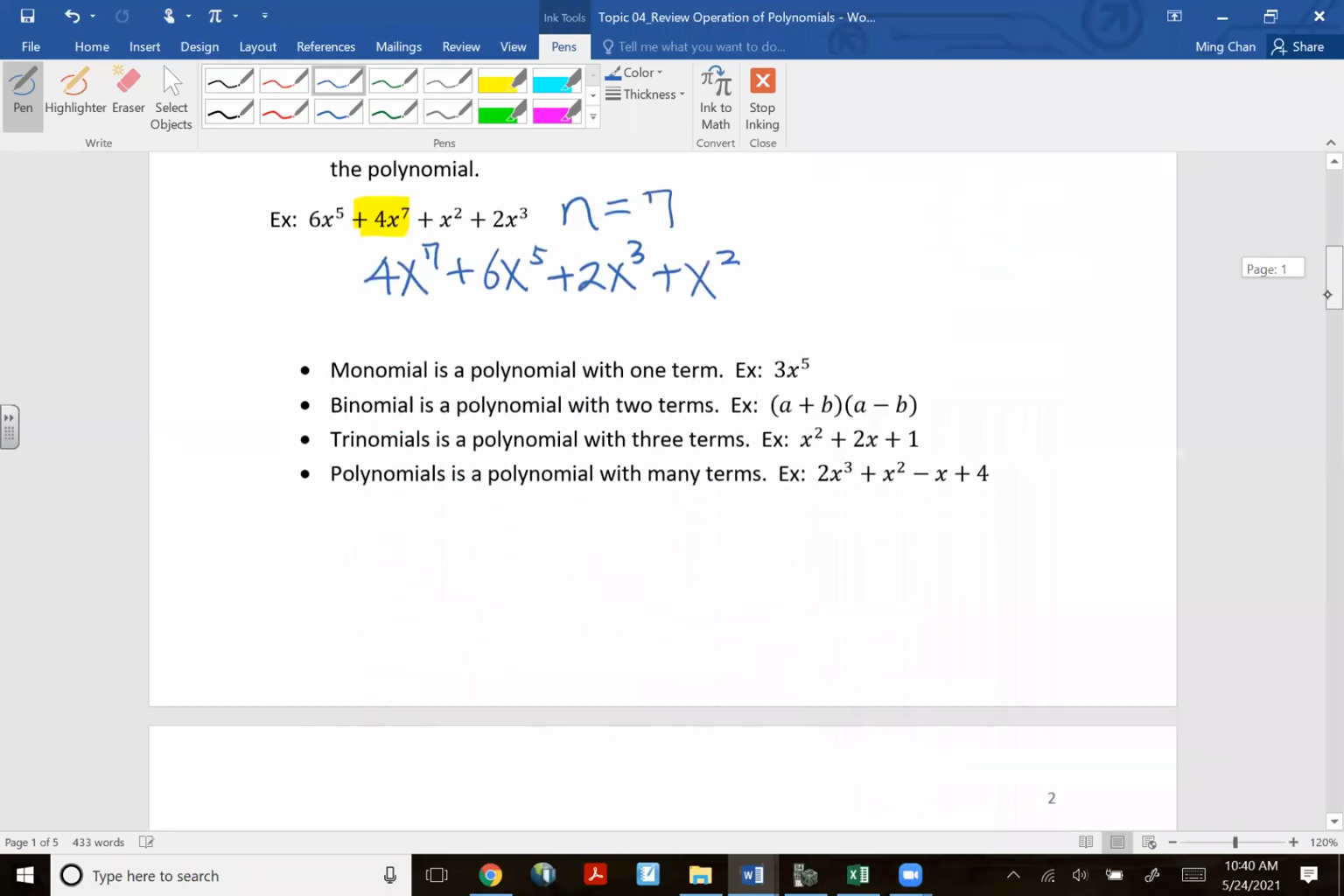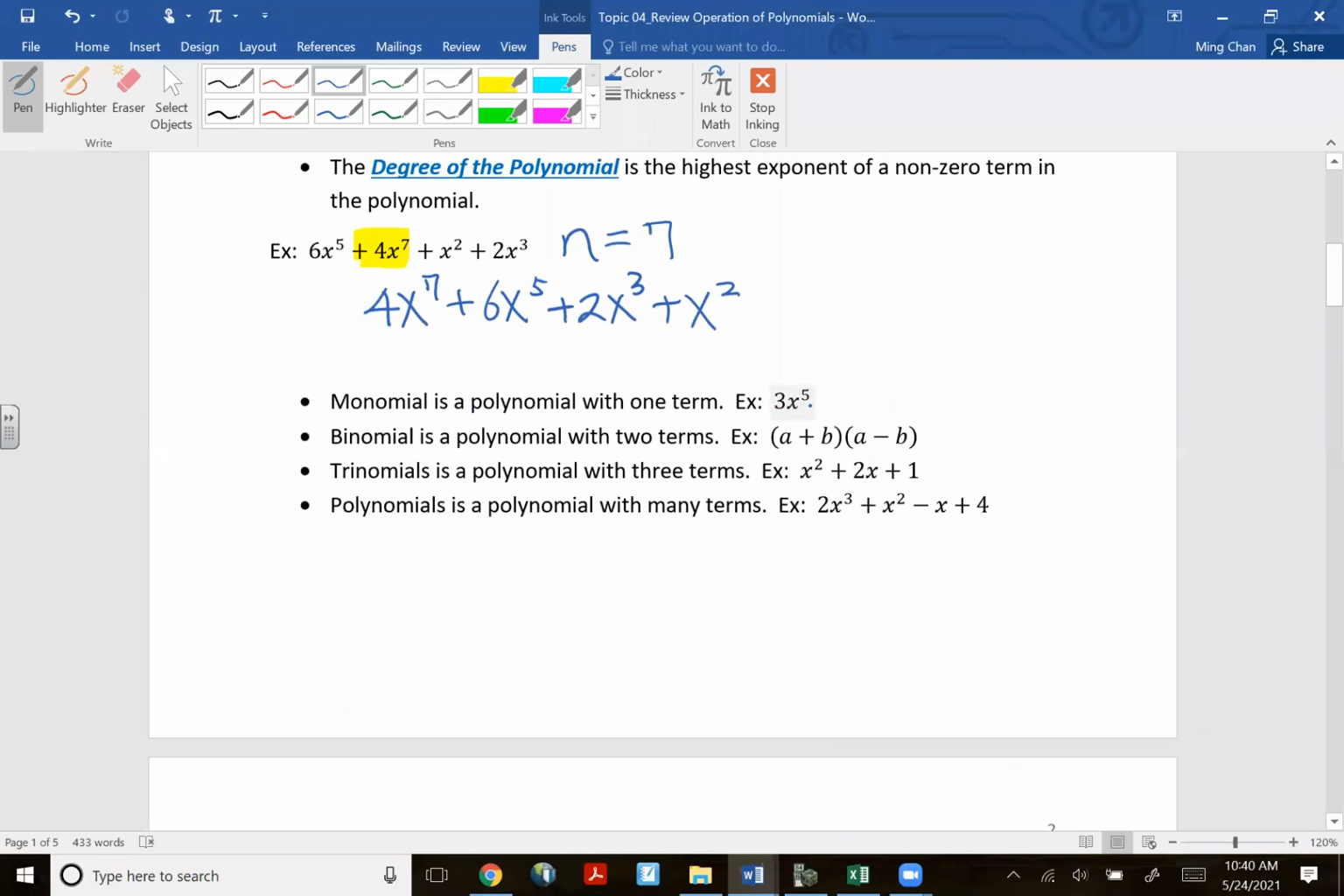Technically, there are other terms behind it. We don't see them because they all have coefficient 0, and those are considered missing terms. They are missing because all their coefficients are 0. That's the reason why this is a monomial. You can just write one term because all the terms behind it are zeros.